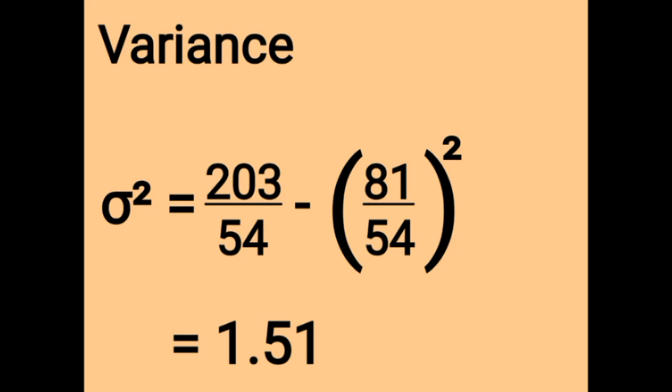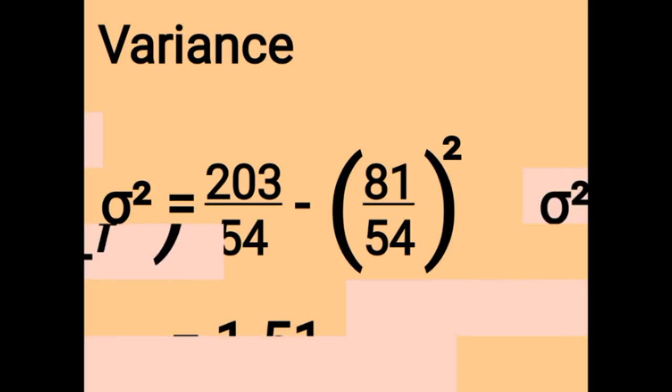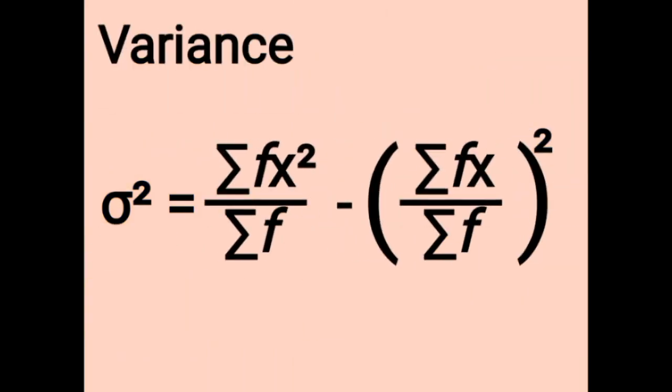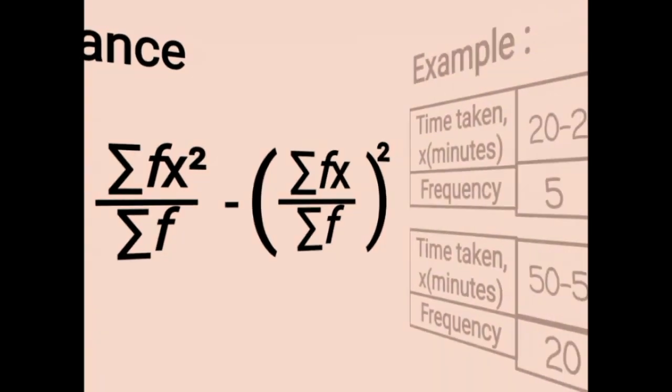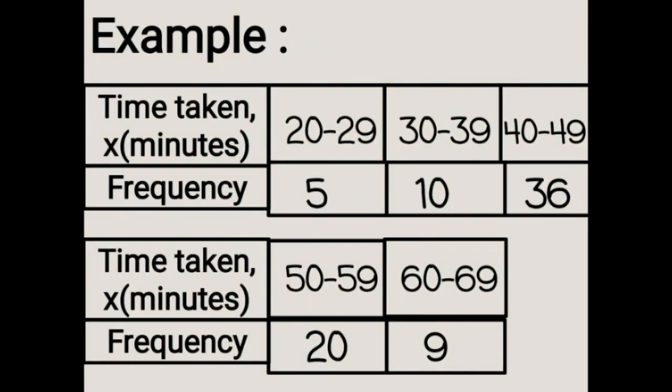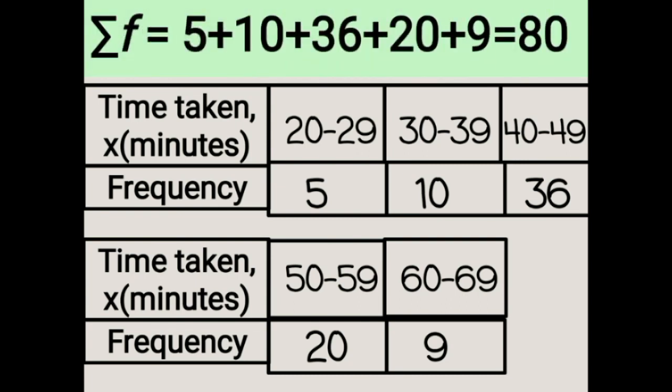Now, if the data are given in a group frequency table, you can calculate an estimate for the variance using the midpoint of each class interval. The variance of a group frequency table can still be calculated using this formula. Now, if we take this example, the data is presented here in a group frequency table. First, let's add all the frequencies together. So, the total is 80.